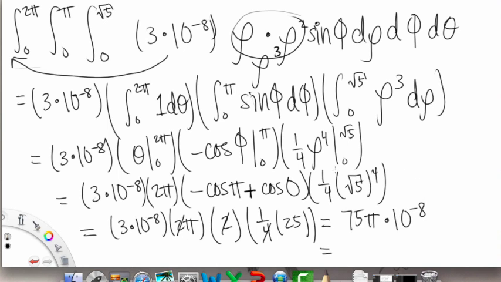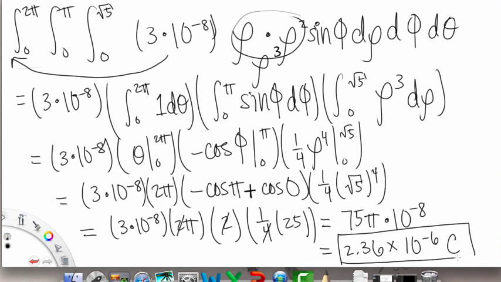So that ultimately turns out to be something like 2.36 times 10 to the negative 6 C, which stands for a measurement of electrical charge. So anyways, that's not important. That's more physical stuff having to do with physics. But anyways, this is our answer. So ta-da.